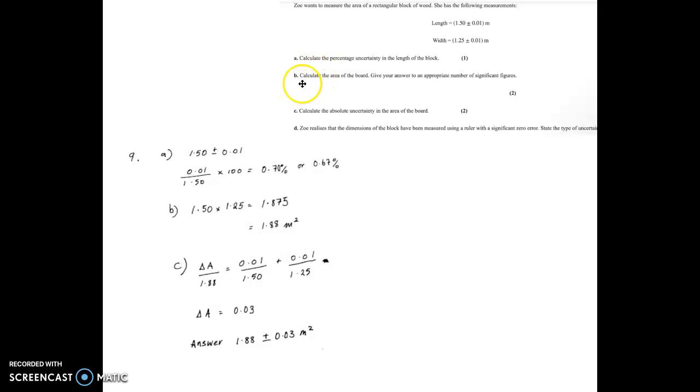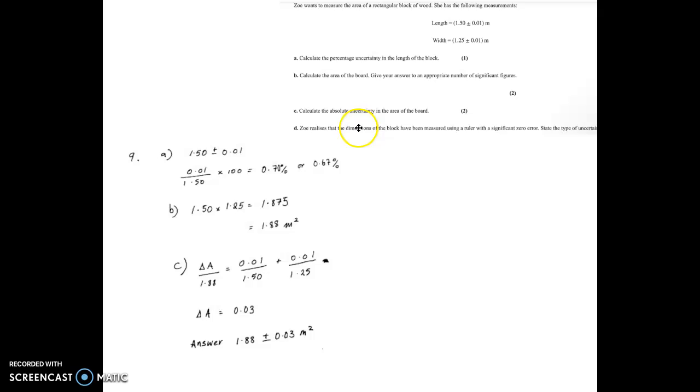Now, part two, calculate the area. So this is not a question about uncertainties. It's just a simple calculate the area of the board. So the area of the board is the length 1.5 times the width 1.25, which gives us 1.88. Now to the correct number of significant figures, we have 1.23 if we express it in scientific notation. So we have 3 and 3, so that's fine.